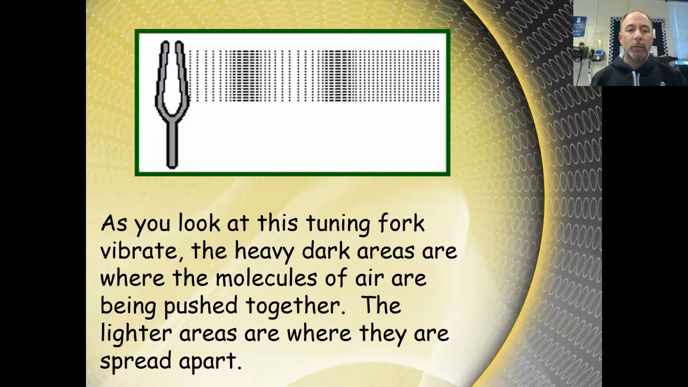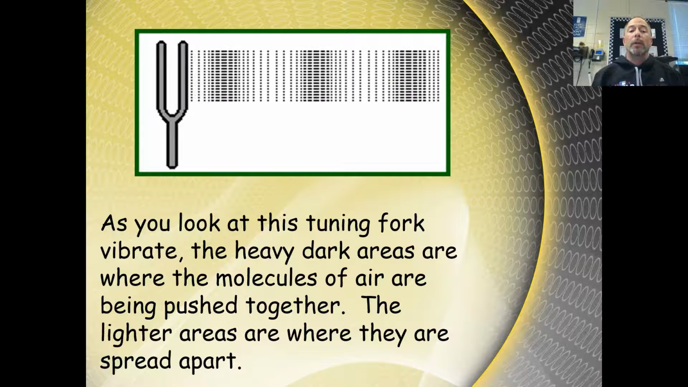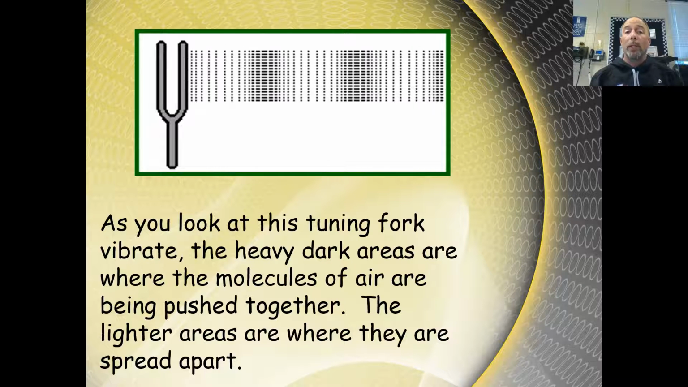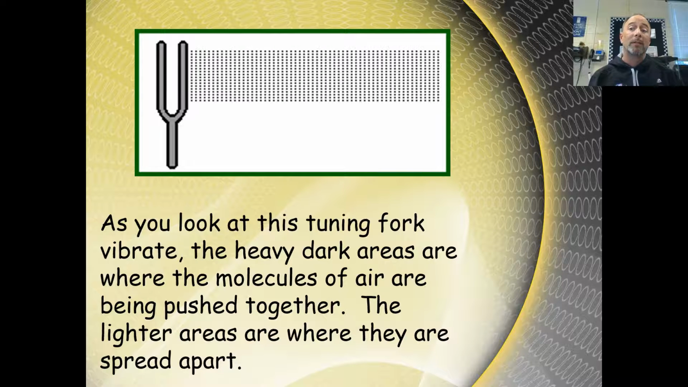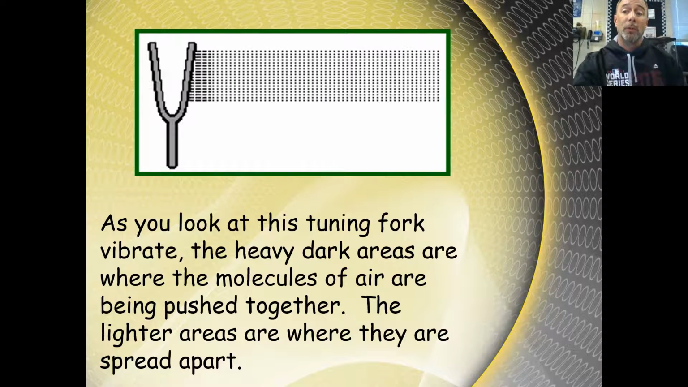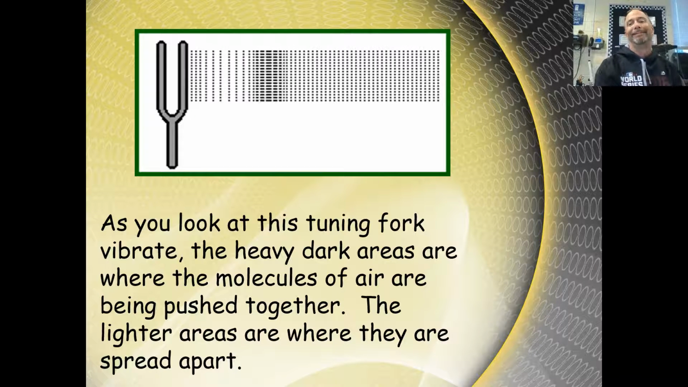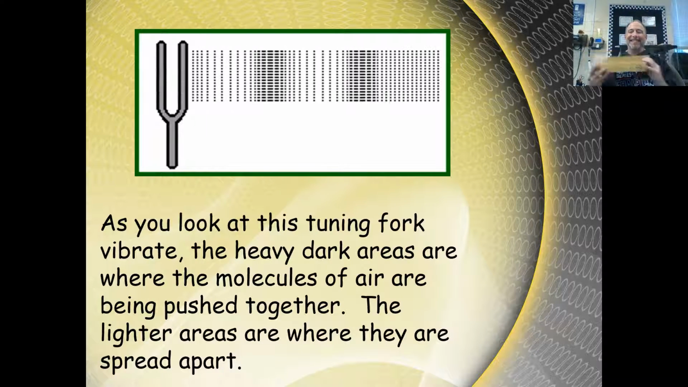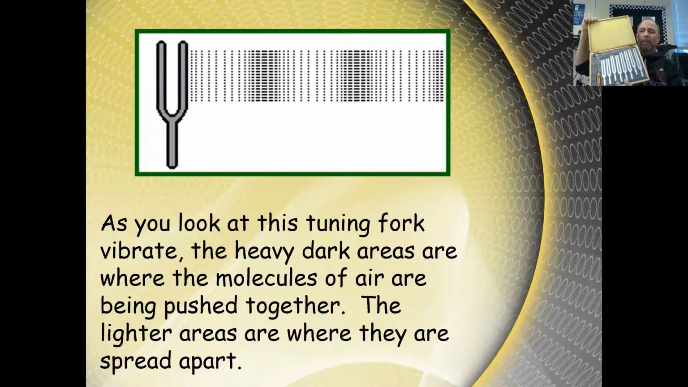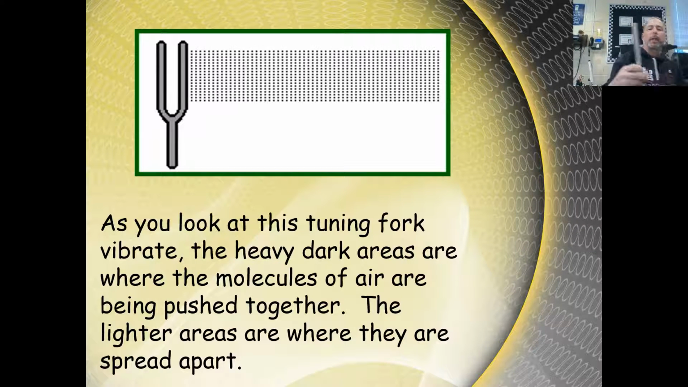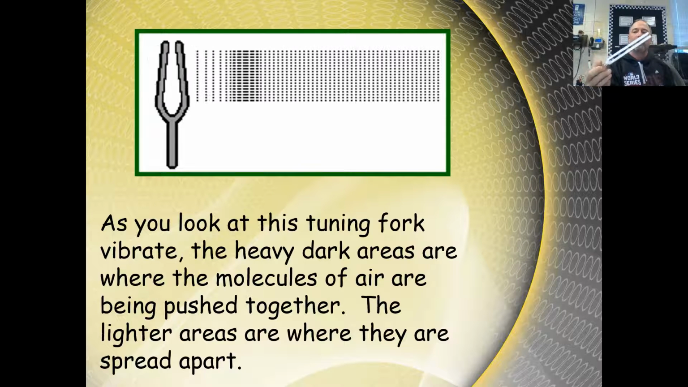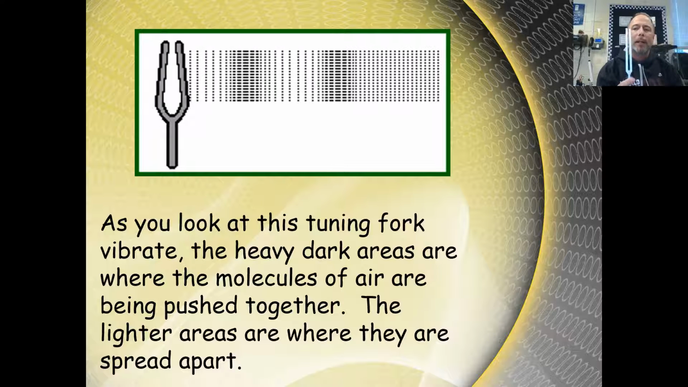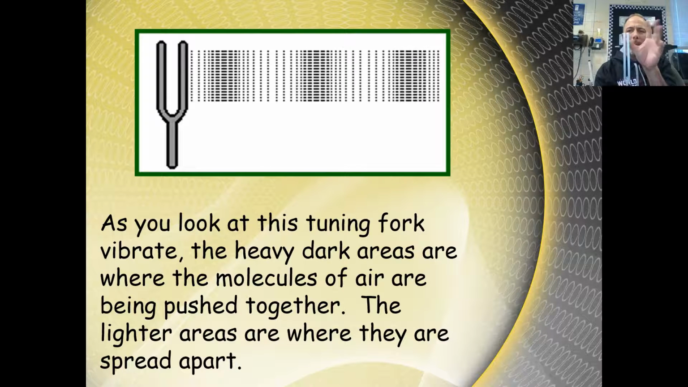Now, as you look at this tuning fork vibrate, the heavy dark areas are where the molecules of air are being pushed together. The lighter areas are where they are being spread apart. I know what you're saying. Gee, it'd be really great if you had a tuning fork here. I got the box set actually, because it's a box and it's a set of them, and it's, never mind. This is a tuning fork. A tuning fork is, in this case, a piece of aluminum, measured to a precise length and set to vibrate at a certain frequency, or how often they go back and forth.